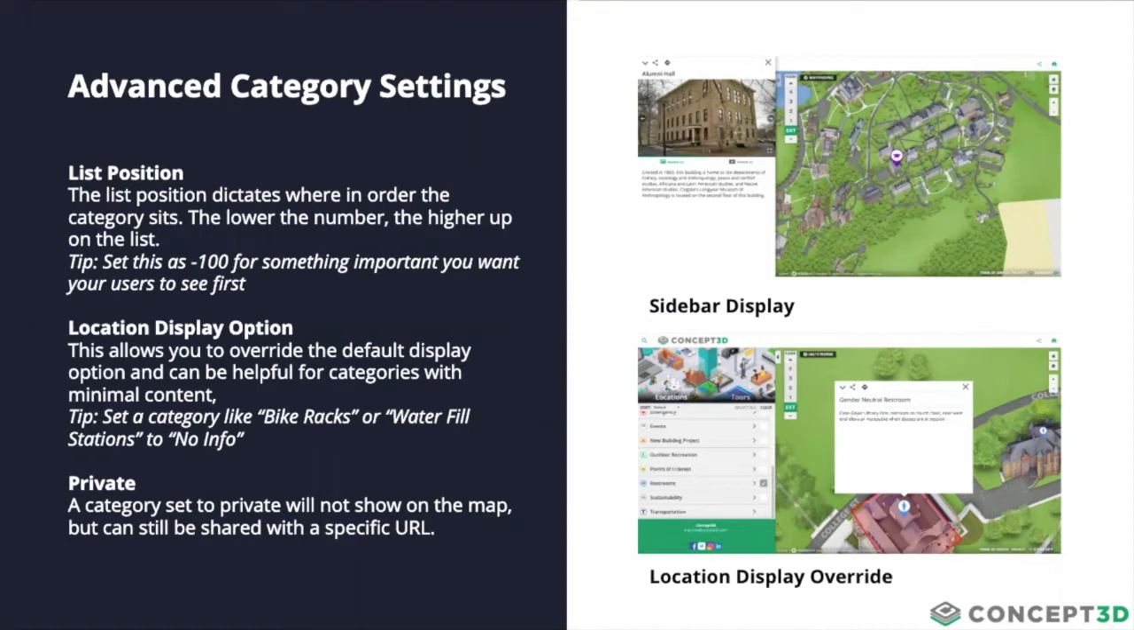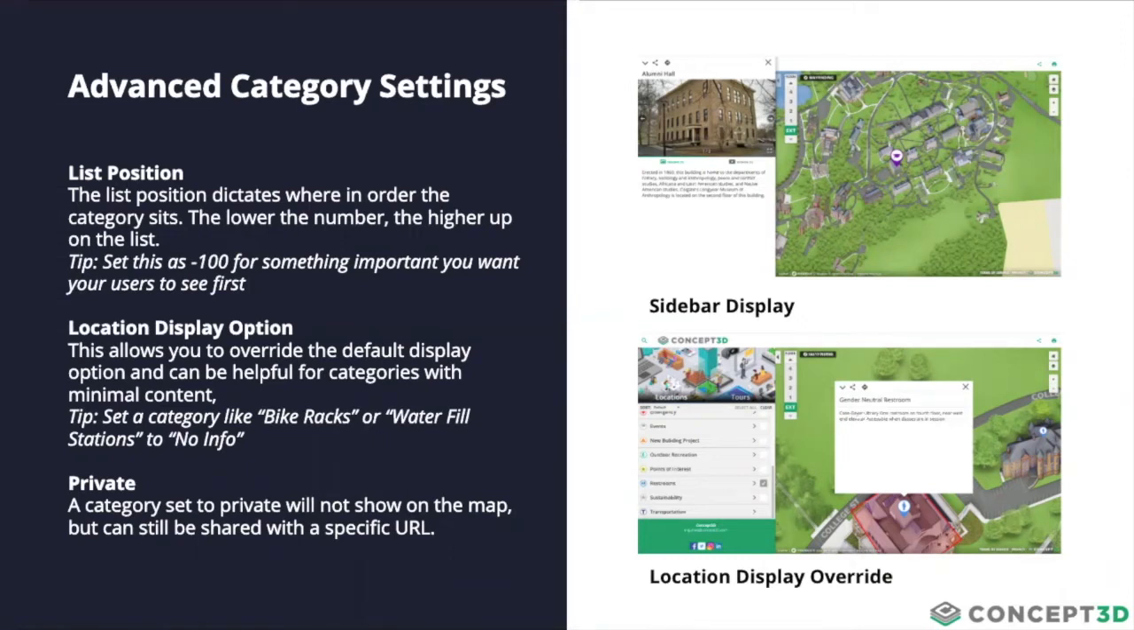Your location display option, your map as a whole has a global setting for this. Maybe that is set currently to the sidebar, which you can see in that screenshot on the top right, or a balloon, which you see in the screenshot on the bottom right. There is a global setting for this. However, you can override it at a category on the map as well.